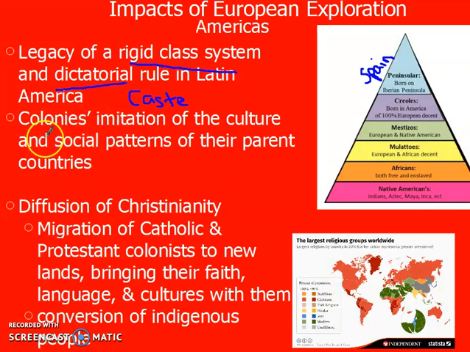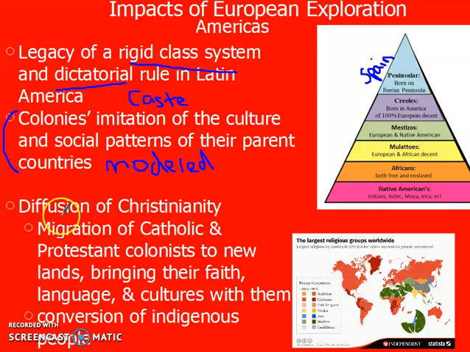This particular bullet here says the colony's imitation of the culture and social patterns of their parent countries. This is just that your government and your traditions are modeled after the country that you're from. So in Mexico, where the Spanish came, they're going to speak Spanish. They're going to have a Spanish governmental style. They're going to have Spanish customs. Whereas, say, in Virginia with the Jamestown colony, we spoke English, and they created a government with the House of Burgesses that's modeled after the British parliamentary system and that sort of thing.